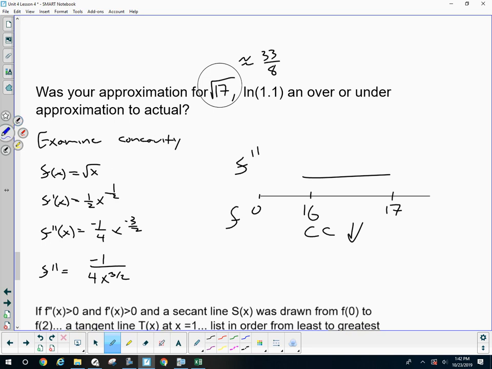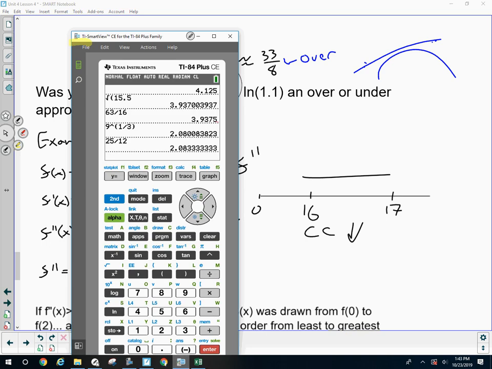This is what you do. Concave down, tangent line, over the actual. 33/8 is going to be close, but I know it's going to be over the actual. 63/16, was that our other approximation? Will be a little bit over the actual. Go back to the calculator.